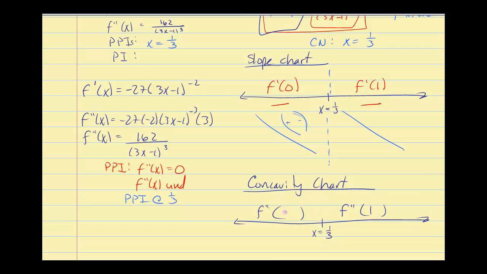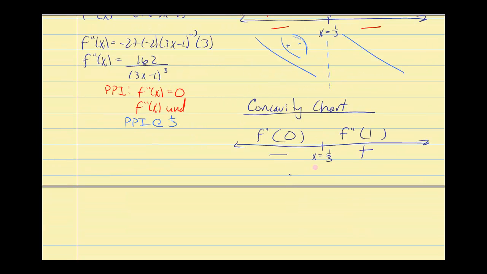So I could check something like 1 and 0. Well, the second derivative is not always going to be positive or negative like the first derivative. If we look at this, the numerator is always positive, and the denominator, because it's cubed and not squared, could be positive or negative, so we need to check. If I plug a 1 in here, I get 3 times 1 is 3, minus 1 is 2, cubed is 8, and of course the numerator is already positive. If I plug a 0 in, I get 0 minus 1, which is negative 1. Negative 1 quantity cubed is a negative value. So for my concavity chart, I have a negative concavity and a positive concavity.